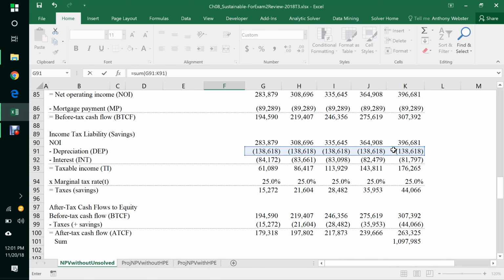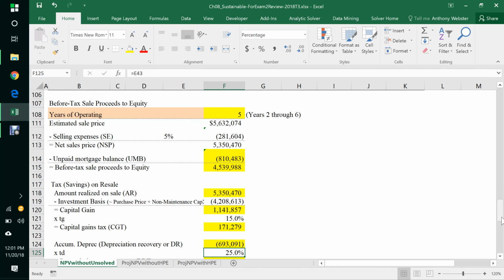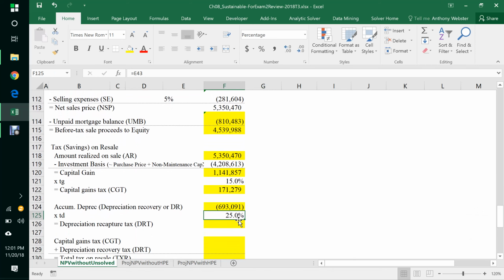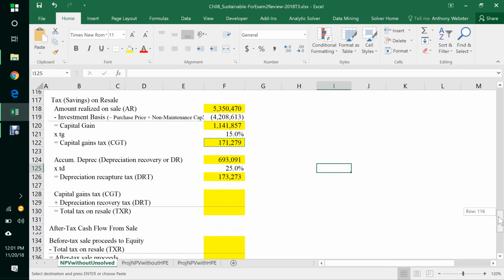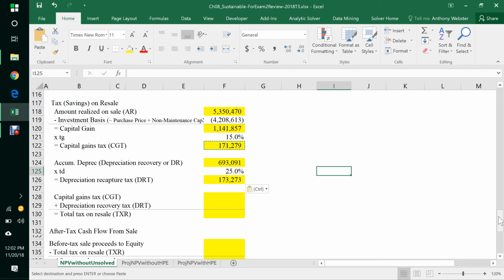We've got 5 years worth of depreciation here, and I want to be a little bit careful. I'm showing capital gains tax as a positive number right now, so let me do the same thing with accumulated depreciation recovery tax. Okay, and so we have about 170,000 each for accumulated depreciation, the depreciation recovery tax, and for cap gain tax.